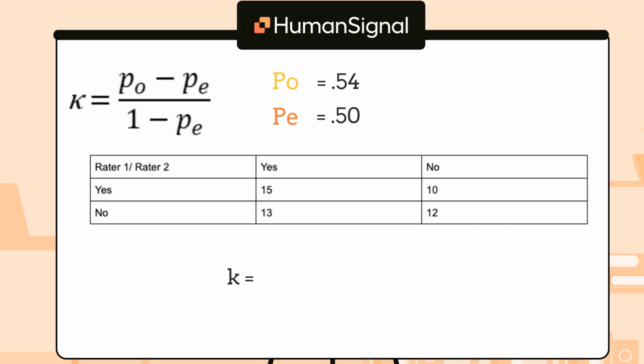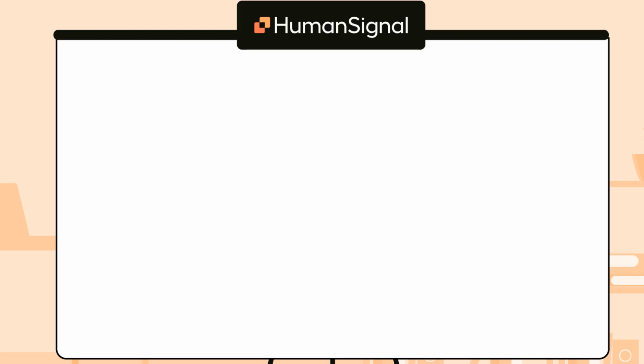Now, to calculate kappa, we'll plug the numbers we calculated into the formula. 0.54 minus 0.5 divided by 1 minus 0.5 gives us 0.08. This means we have slight agreement between the two annotators. We'd probably want to retrain them and work towards a higher agreement. Cohen's Kappa works great for two raters, but what if you have more than two? That's where Fleiss Kappa comes in handy.